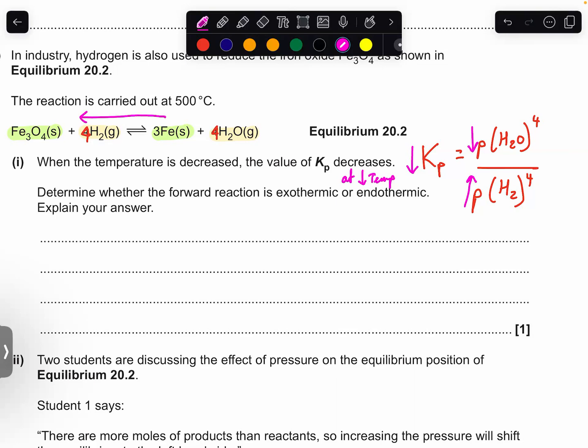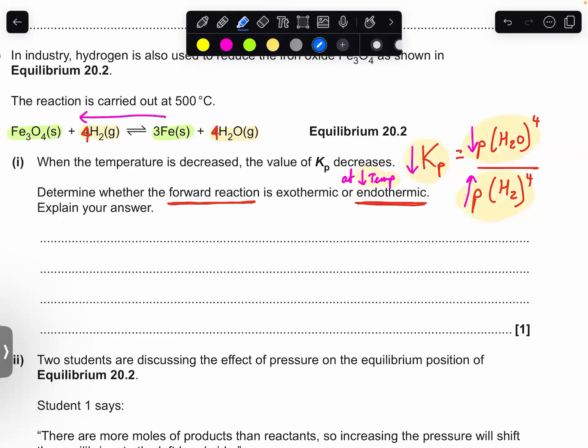at decreased temperature. That means if you lower the temperature, to oppose that change, it's going to go in the exothermic direction. So the reverse reaction is exothermic, but the forward reaction will be endothermic. I'll just repeat what I said. Because at decreasing temperature, the Kp decreases. It tells you in the question. A lowering of Kp means the amount of water is decreased and the amount of hydrogen is increased. That means the equilibrium has shifted to the left. The left or the reverse reaction must be exothermic to oppose that temperature decrease. So the reverse reaction is exothermic. The forward reaction must be endothermic.